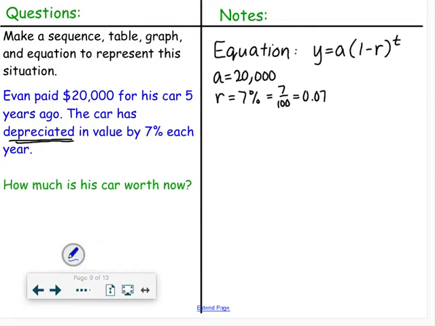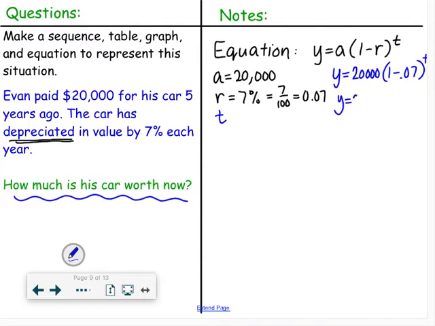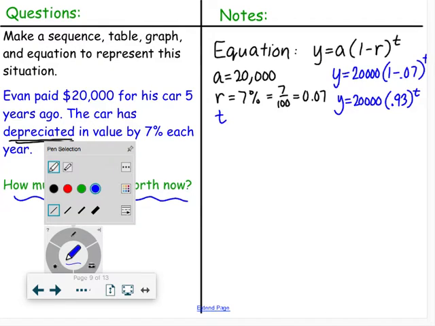I will eventually substitute something for t to answer this question, but for purposes of making a table and a graph, I want to leave the variable t alone right now. So I'm just going to leave t in my equation. So y equals 20,000 times 1 minus 0.07 to the power of t, or y equals 20,000 times 0.93 to the power of t. This is the equation that I'm going to use, so I'm going to put a little rectangle around it.